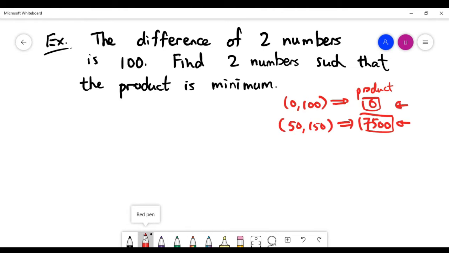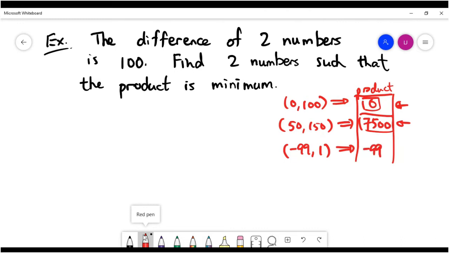Obviously the second choice of the two numbers is bigger than the first choice. We are trying to search for the minimum of the products among all pairs such that the two numbers have a difference of 100. For example, the numbers can be negative, why not? I can easily pick maybe this pair, like minus 99 and 1. One number is negative, the other number is positive, and the gap between them is 100. So if you multiply them, it's going to be minus 99. And this number obviously is the minimum among these three pairs. I would like to search for the minimum product.